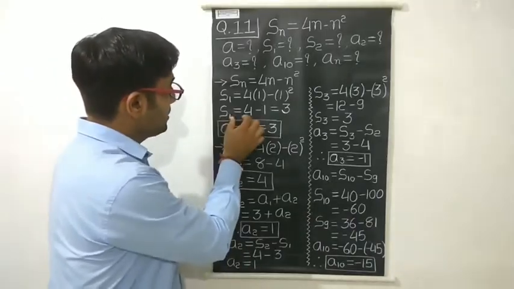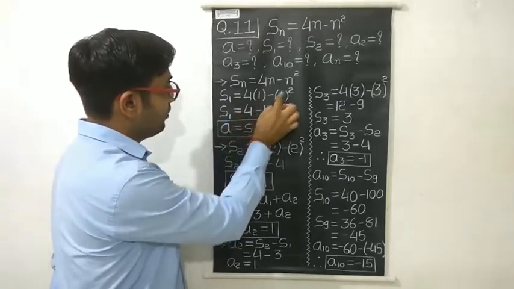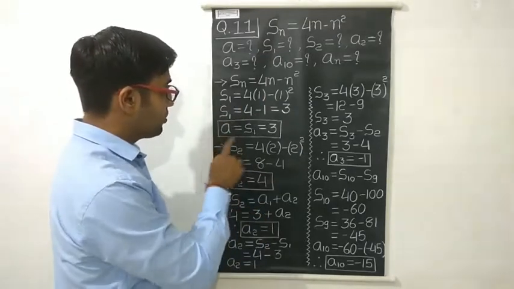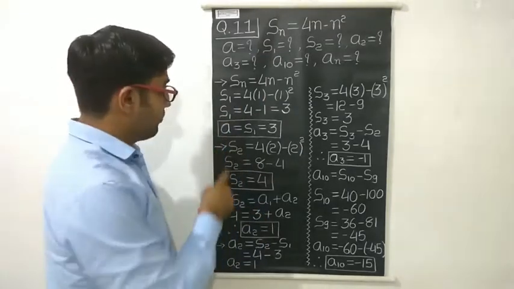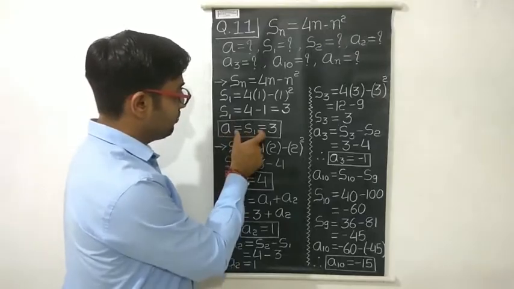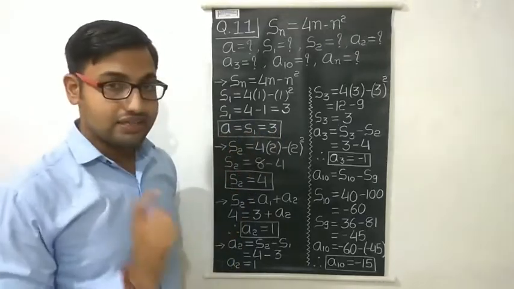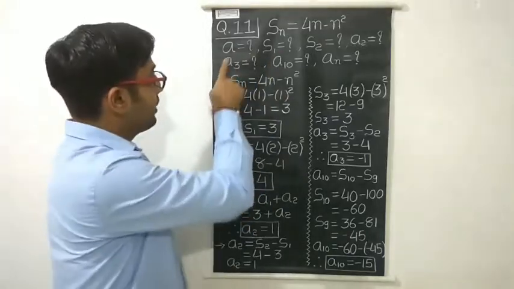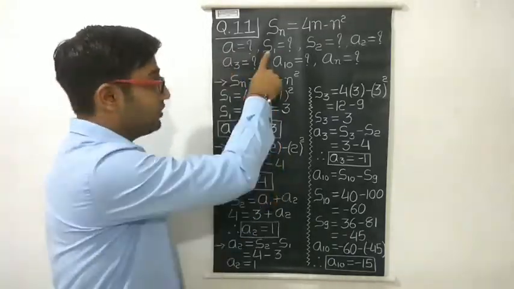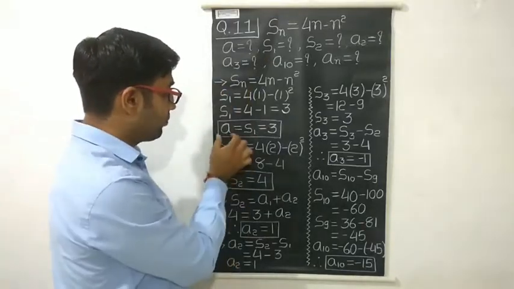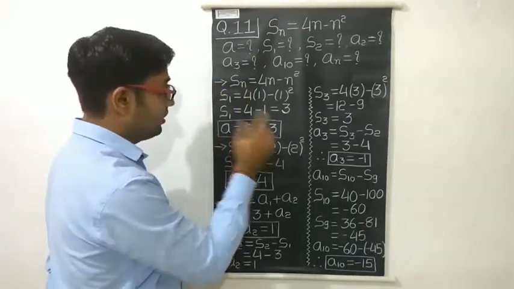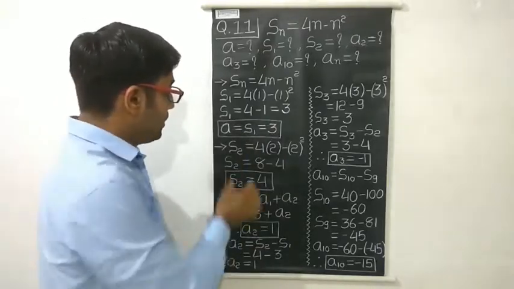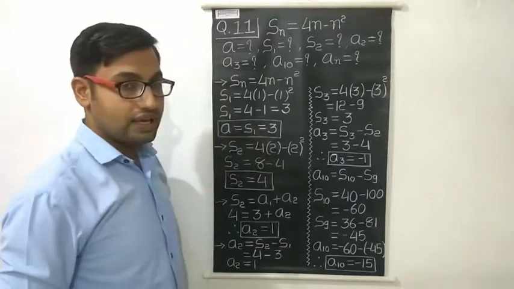So S1 is equal to what do we get? 4 ones are 4 minus 1, that is equal to 3. And that will become the first term of the AP. So the value of the first term and S1 both become equal, and that is equal to 3. And that is what is asked in the question, that the value of the first term is equal to S1. Yes, the values of the first term and S1 are equal for any arithmetic progression. Okay, so we get the value of S1.